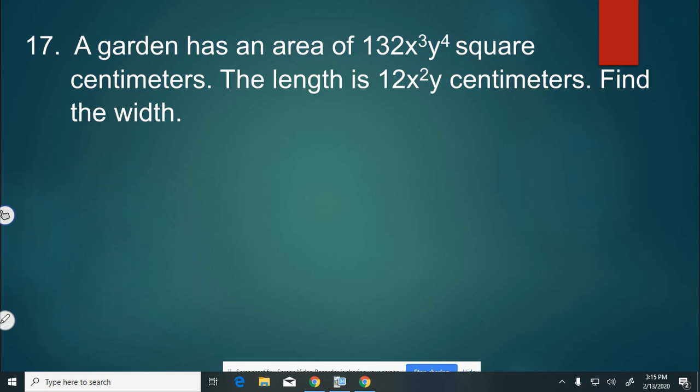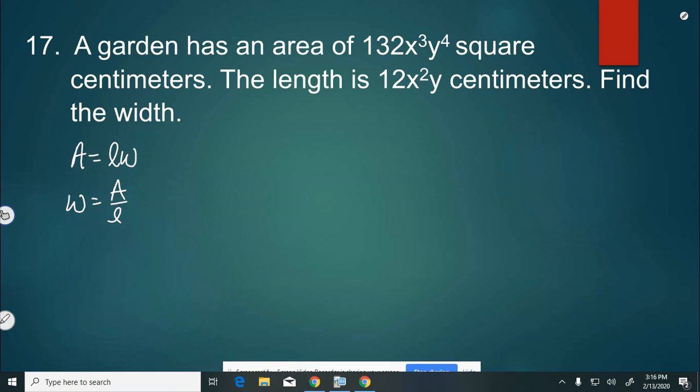Okay, and then number 17, we have a word problem. A garden has an area of 132 x cubed y to the 4th square centimeters. The length is 12x squared y centimeters. Find the width. Well, we know area is length times width, or base times height. They're giving us the area and they're giving us the length. So I can rewrite my equation to solve for width. Width would be area divided by length.